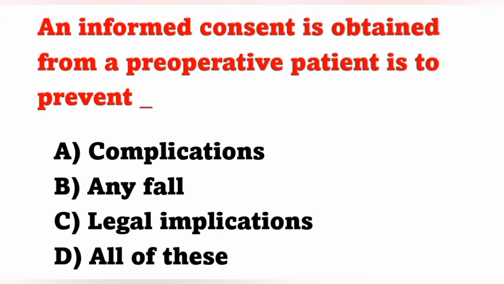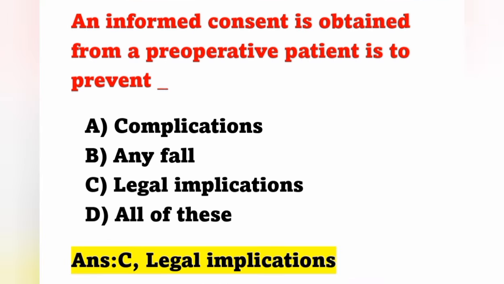Informed consent obtained from a pre-operative patient is to prevent: option A complications, option B any fault, option C legal implications, option D all of these. And the correct answer is to prevent legal implications. So before any surgical procedure, we take consent from the patient. It is to prevent legal implications or legal problems, to prevent legal issues.